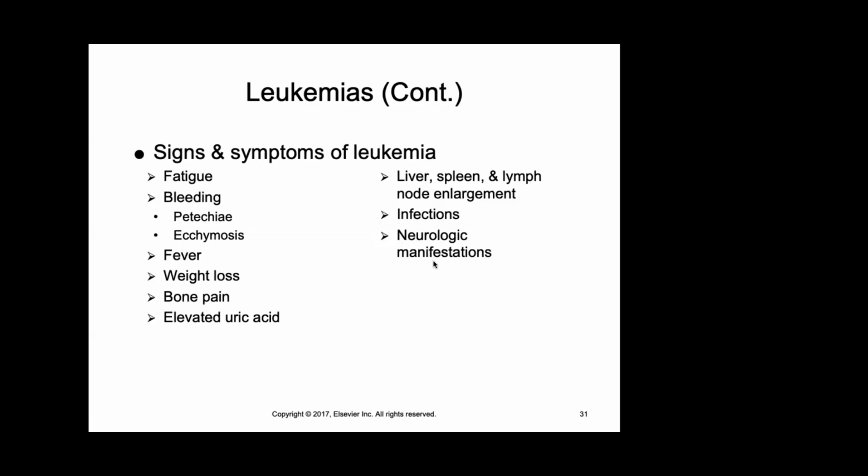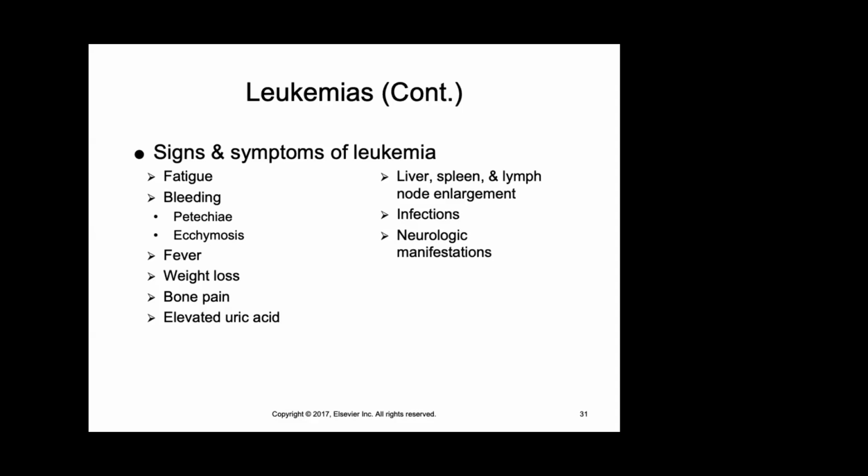And that doesn't really do us any good because it essentially interferes with the ability of your functional white blood cells to do their job, okay? Signs and symptoms: fatigue, bleeding, which includes petechiae and ecchymosis. Petechiae, remember, are ruptured capillaries. You can see them in the whites of the eyes and under the skin, and under the nails. Fever, weight loss, bone pain, high uric acid levels, liver, spleen, and lymph node enlargement, infections, neurologic manifestations. The clinical terms for enlarged liver, that's hepatomegaly, and splenomegaly for the spleen, okay.